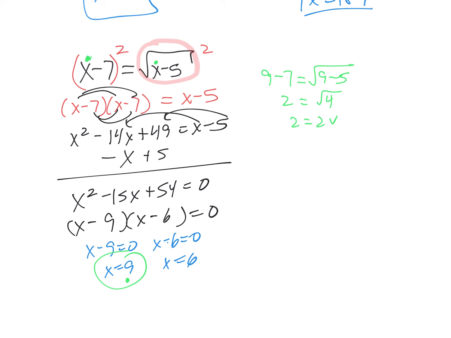Now we're going to replace x with 6. Just because we have 2 solutions doesn't mean one is correct and one is not. So you have to check both of them, okay? They both may work. So we have negative 1 equals the square root of 1. Negative 1 equals 1. It does not. So 6 is not a solution.